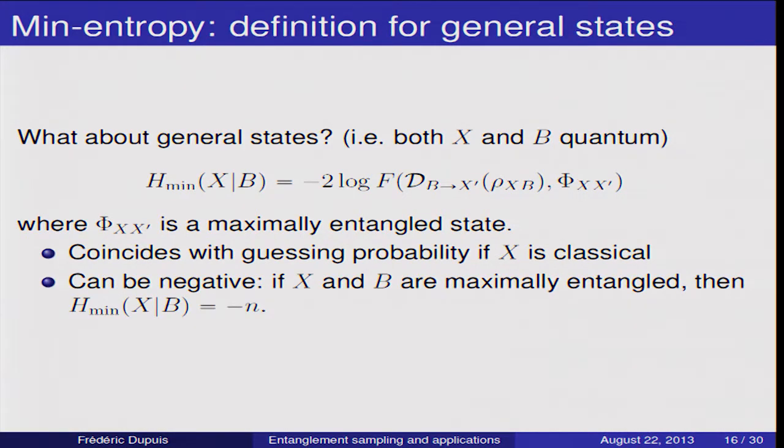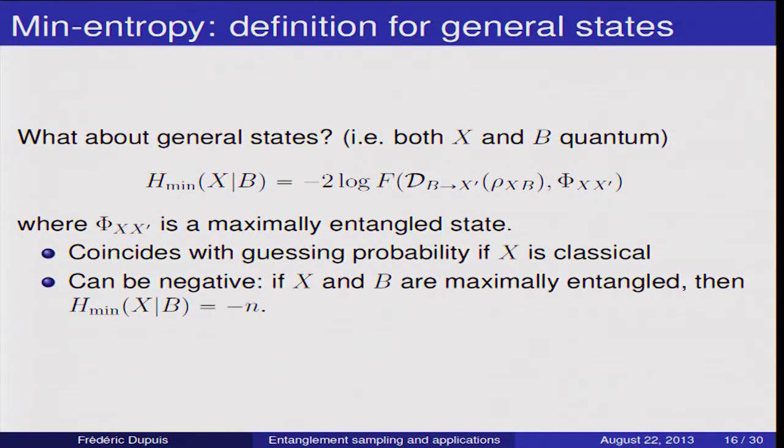And we'll actually be interested in the case where both x and b are quantum. So now it gets a bit trickier because it doesn't really make sense to guess what a quantum state is. But it turns out that there is a good analog of this. One way to look at the guessing probability of x given b is that you look at b, transform it somehow, and try to get a copy of x. And if you get a copy of x, then you've guessed correctly.